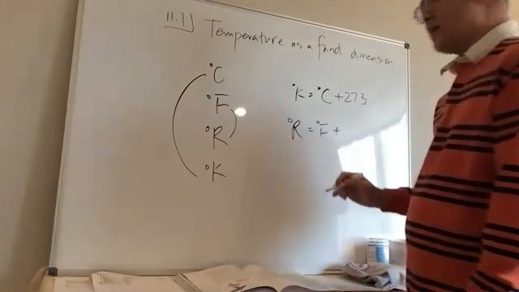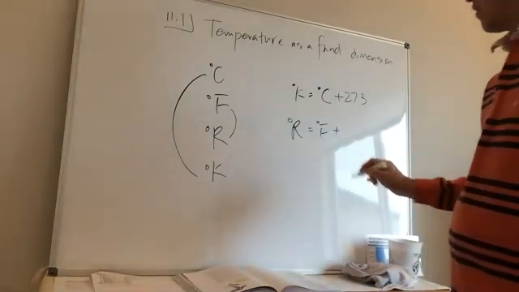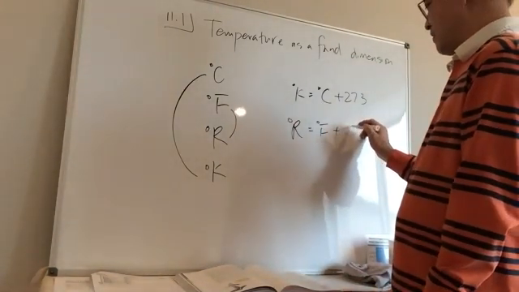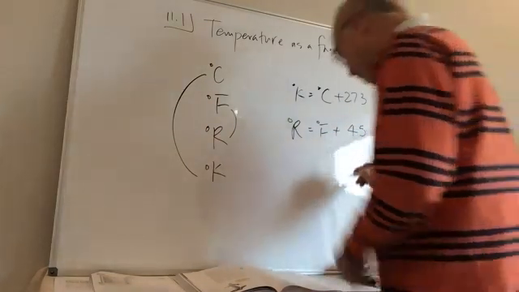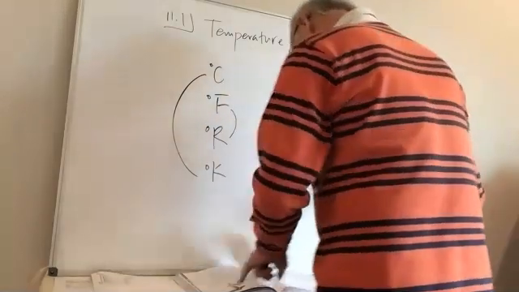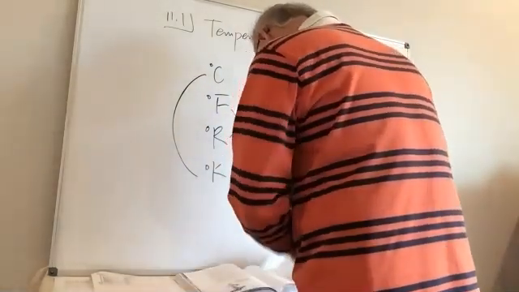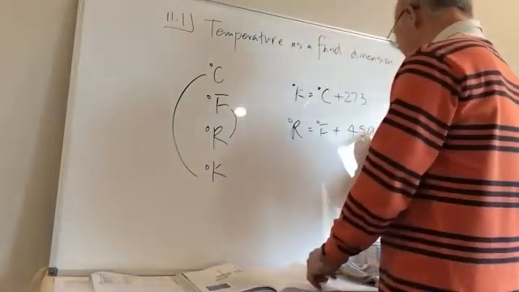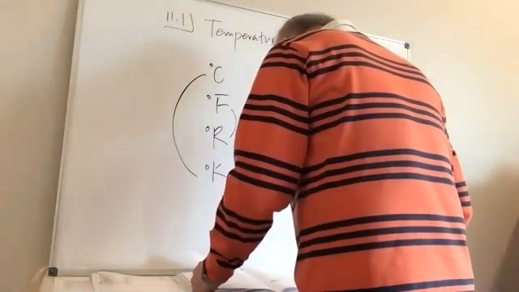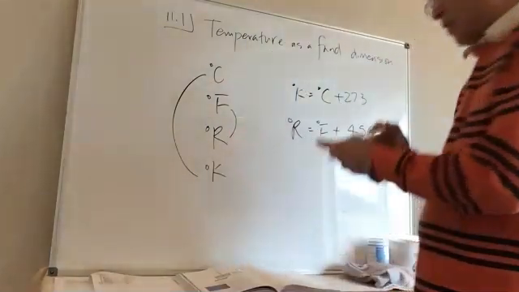And for Rankine, what do you add here? 459. I always forget this. It's 459, is it? Yes, it is 459. Okay, 459.